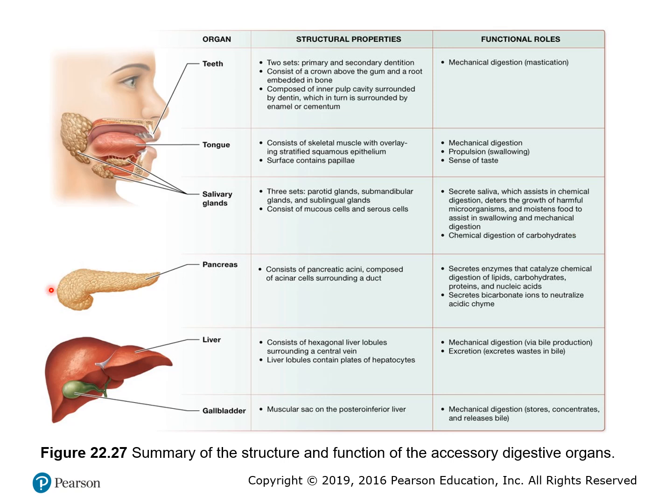We also have the pancreas, which is also an accessory organ. It secretes enzymes that catalyze chemical digestion of lipids, carbohydrates, proteins, and nucleic acids. It also secretes bicarbonate ions, which neutralize the acidity of the chyme coming from the stomach. You have the liver, which we just learned about. There are some enzymes that are released, specifically with bile production.